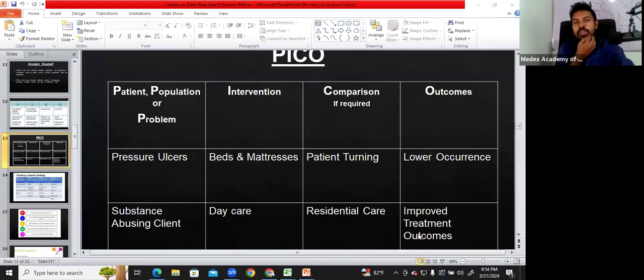So here, the PICO structure. Again, P stands for patient, population, problem. I stands for intervention, what we have done, and comparison. Then another example: if we consider diabetes patients who acquire insulin treatments, pressure ulcers, and using beds, air mattresses, water mattresses, and patient turning. Right? So, P stands for patient, population, or the problem.